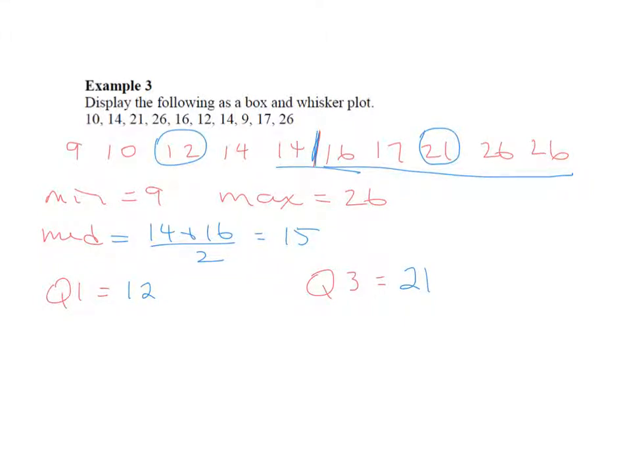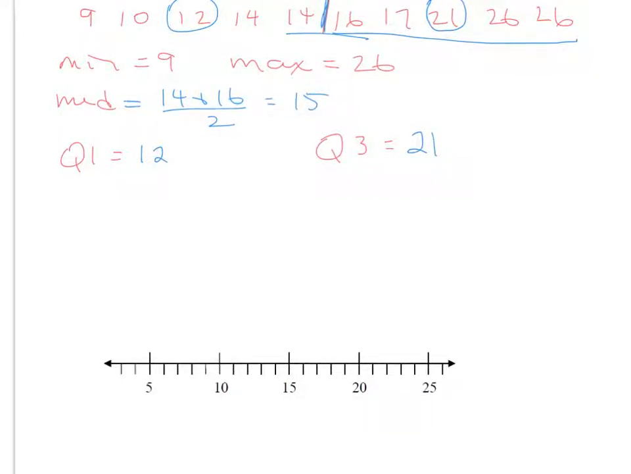So again, I'm going to go to my number line and place a mark above each of those numbers. So I've got my minimum at 9, my first quartile at 12, my median at 15, my third quartile at 21, and my max at 26. And I'll draw a box around the middle 3 numbers and my whiskers out to the 2 extremes. And that's the last of the examples for this lesson.